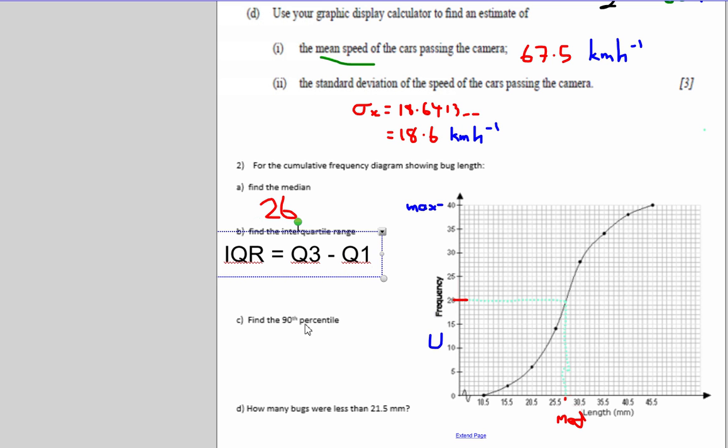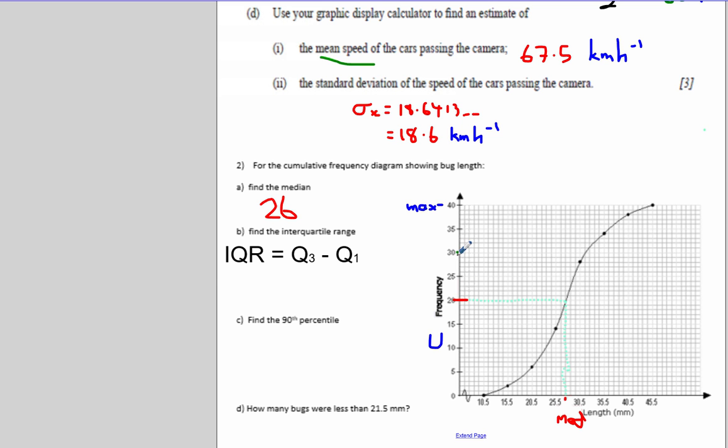Q3 minus Q1, and that should be a subscript. How do I do a subscript on here? Yay, cool. So Q3 minus Q1. So the upper quartile is, you go down from the median, go up halfway between the maximum and the median. So Q3, what's halfway between 20 and 40? It's 30. So do your dot, dot, dot.